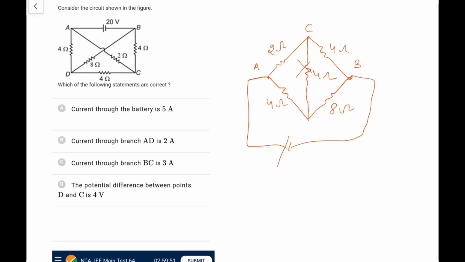So the net resistance is 2 plus 4, that is 6, and 4 plus 8, that is 12, so 12 and 6 in parallel. 12 into 6 upon 12 plus 6, that is 4 ohm. This is 20 volts, so I from the battery would be 20 by 4 equals 5 ampere. So current through the battery is 5 ampere, and if you see the branches, in the AD the resistance is double, so current would be 1/3. 1/3 means it would be 5 by 3, and there it would be 10 by 3 amperes. So only A is correct.